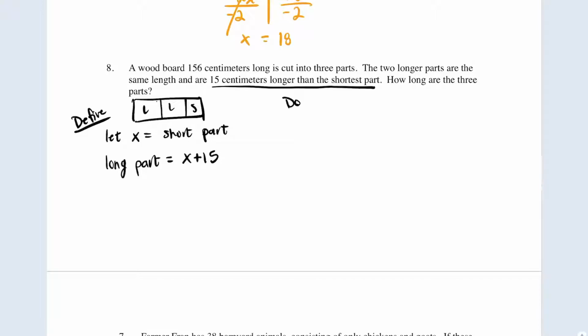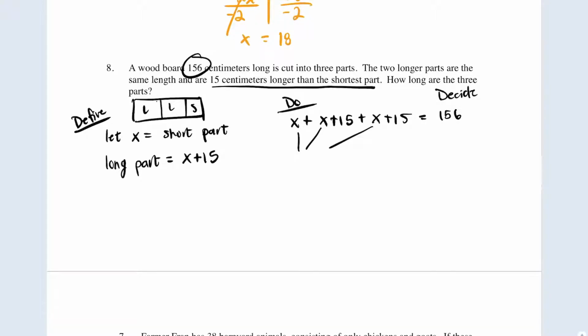Next, what are we doing? Well, we know that the entire length of the board is 156 centimeters, so we are going to add them together. X plus 15. Don't forget the second x plus 15, right? We have 2 long sections, so we need to include both of them. And we know this is equal to 156 centimeters, and this is my decide. Let's go ahead and combine like terms. I see 3 x's, so I'm going to combine them into 3x, and I see 2 15s, and that's going to be 30, and I'm adding everything together, so therefore the plus sign is still there. So here's my equation. 3x plus 30 is equal to 156.